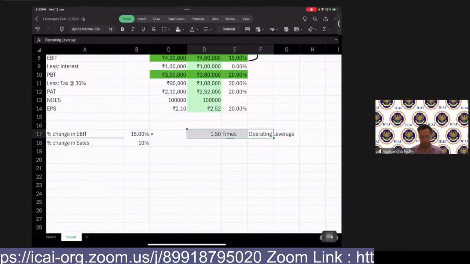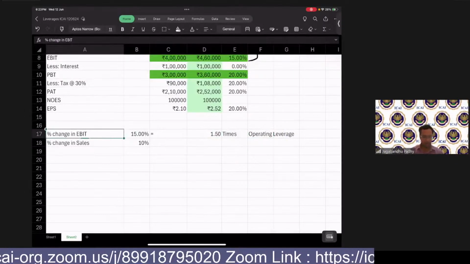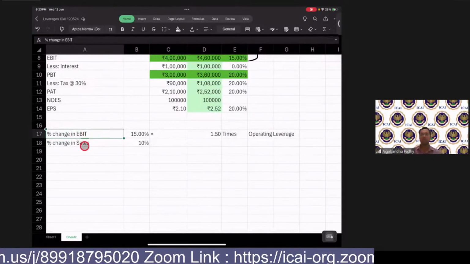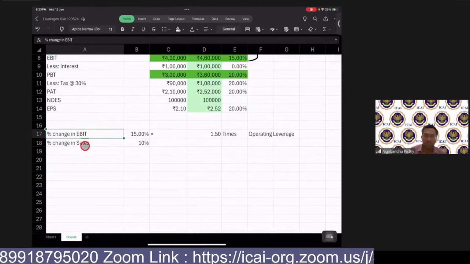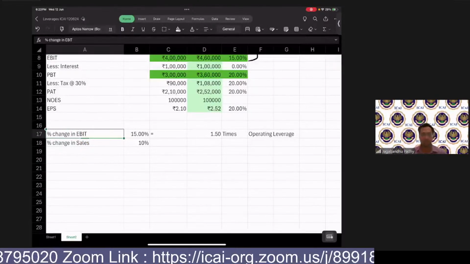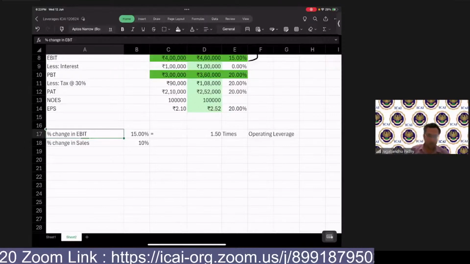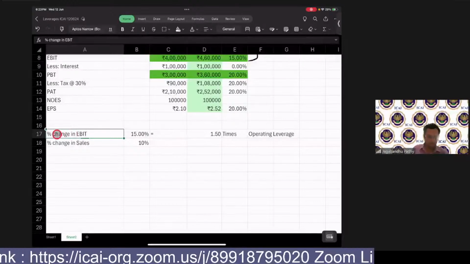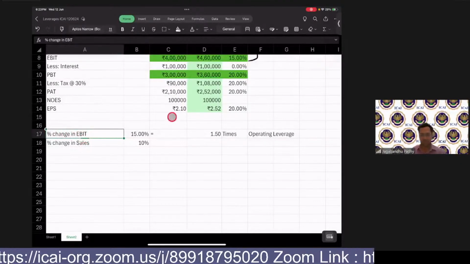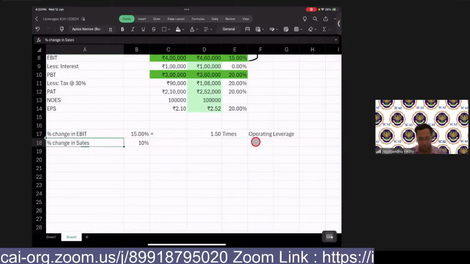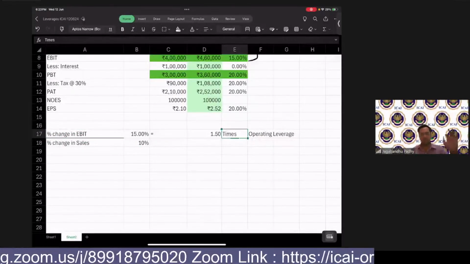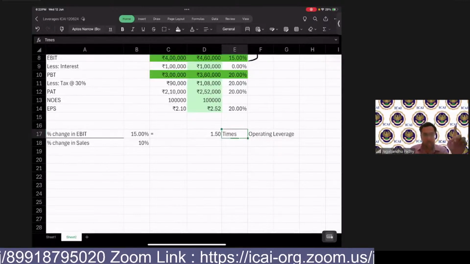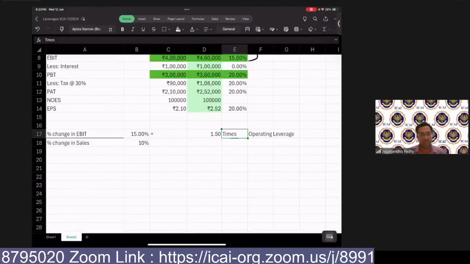This number, 1.5 times, we call operating leverage, and it is simply computed as the percentage change in EBIT for a 1% change in sales. You can also say this is similar to what you have learned as derivatives or differentiation in your foundations, where it was a change in y due to change in x. So this is change in EBIT due to change in sales. If operating leverage is 1.5 times, it means a 1% change in your sales will result in a 1.5% change in EBIT.